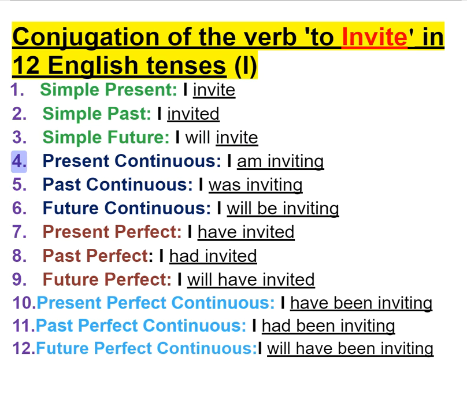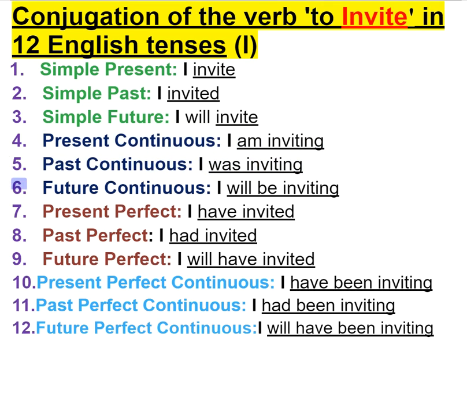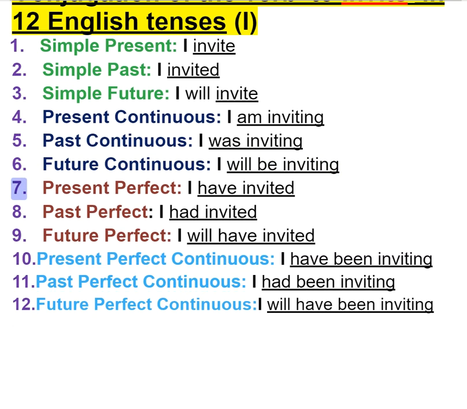4. Present continuous, I am inviting. 5. Past continuous, I was inviting. 6. Future continuous, I will be inviting. 7. Present perfect, I have invited.